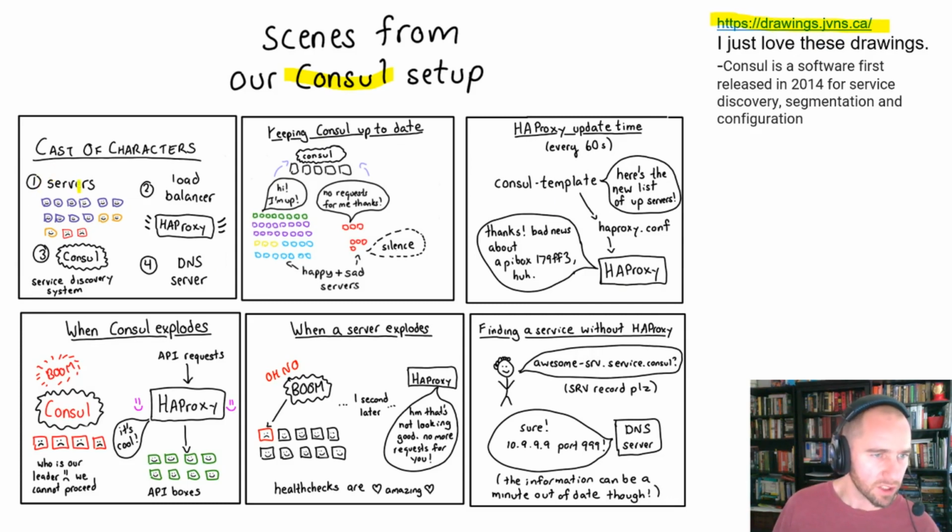But imagine you got a bunch of servers, so you got your purple and yellow and red guys here. You have a load balancer like HAProxy, and then you have a program like Consul. This is a service discovery system. And then, of course, your DNS server.